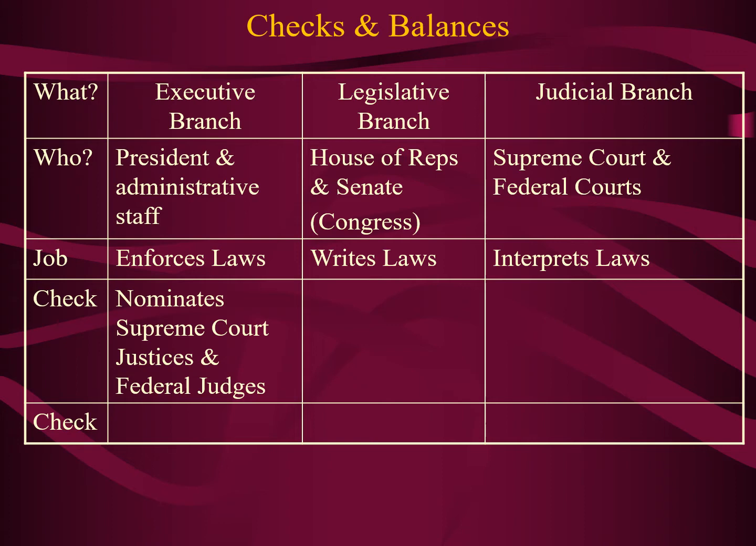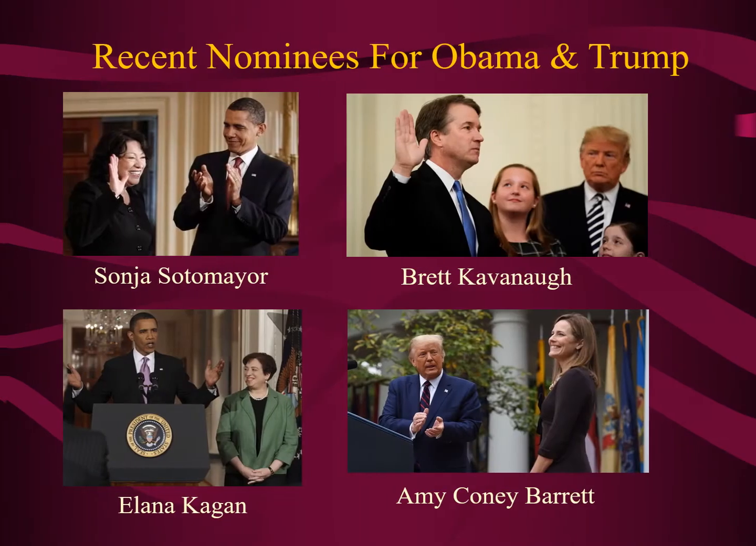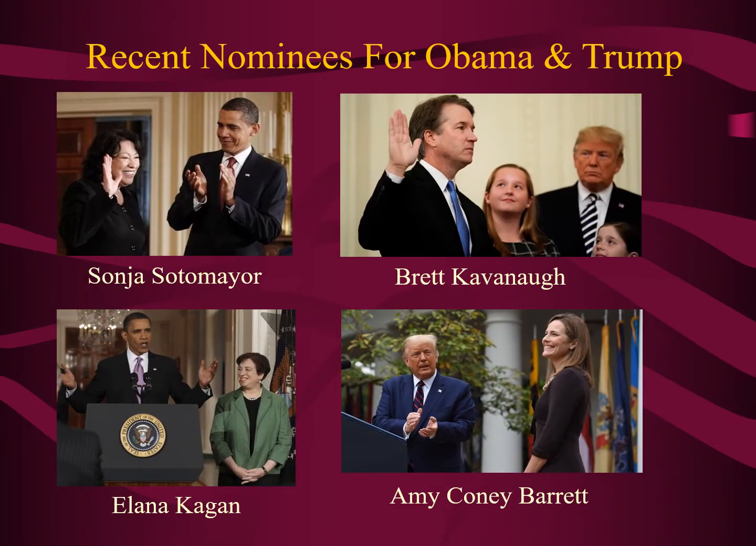Now, one way that the executive branch can check or influence the actions of the judiciary is that if there's a vacancy on one of the courts, the president has the sole power to nominate someone to fill one of those vacancies. Here we see some recent nominees for both President Obama as well as President Trump. Obama was able to fill 2 vacancies on the Supreme Court, whereas President Trump was able to name 3.